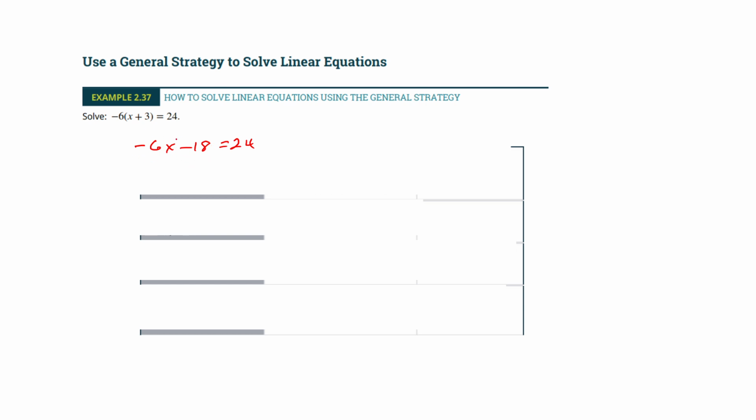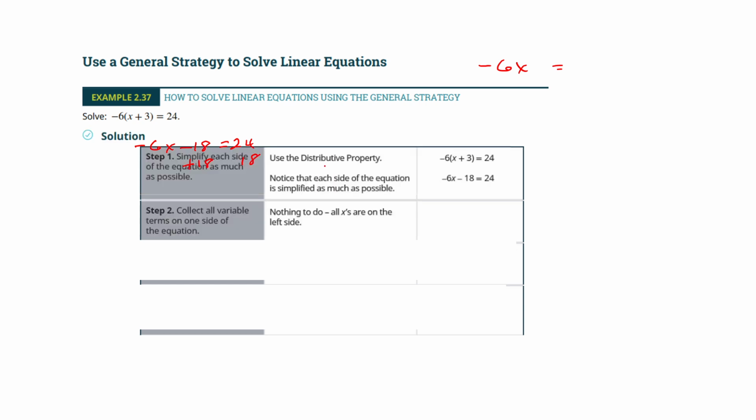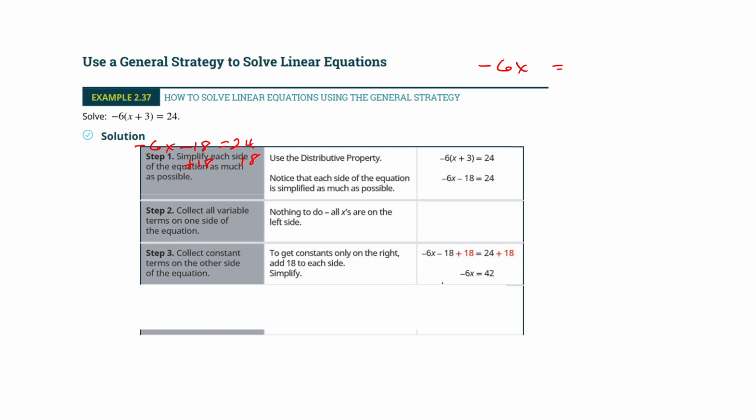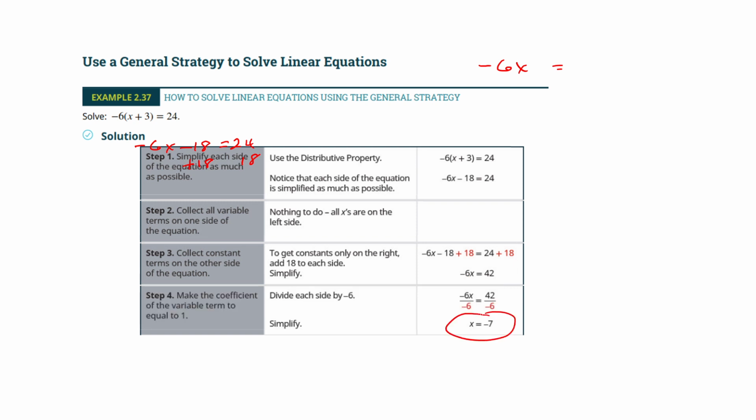I want to get it down to that puzzle. I want it to be negative 6x, just some factoring puzzle. So I'm going to add 18 to both sides. So I get negative 6x equals 42. There's my factoring puzzle. If you don't know the number, you just divide both sides by negative 6, and you get this.